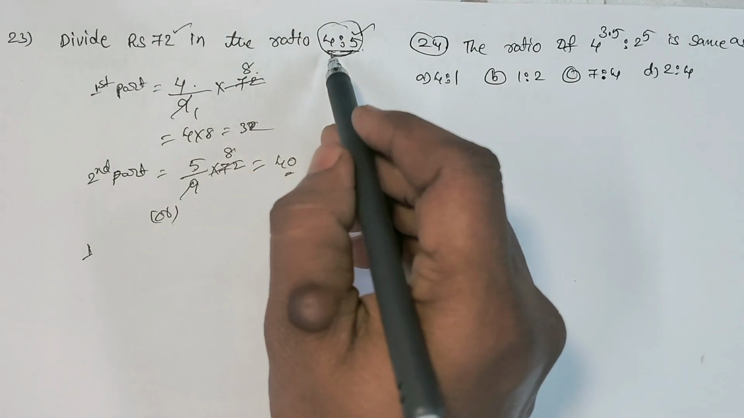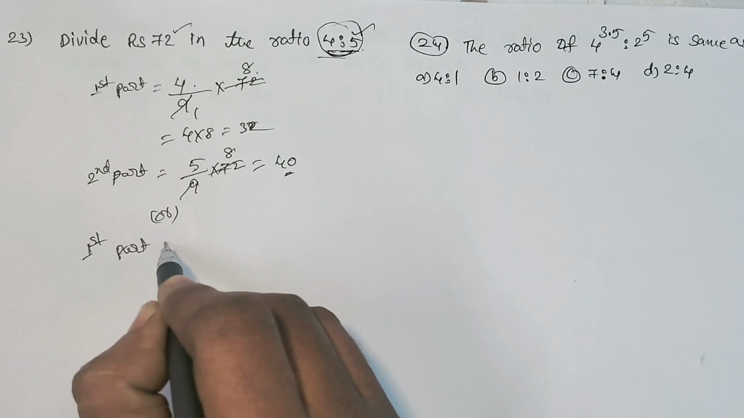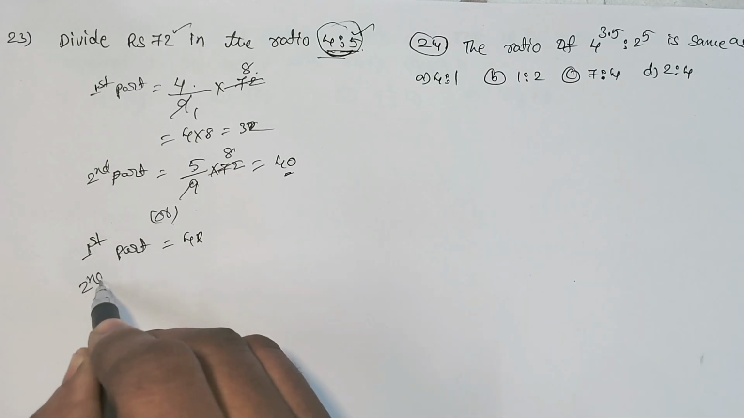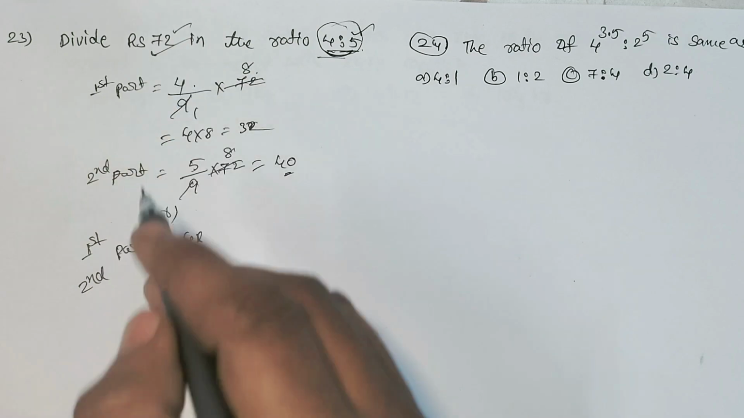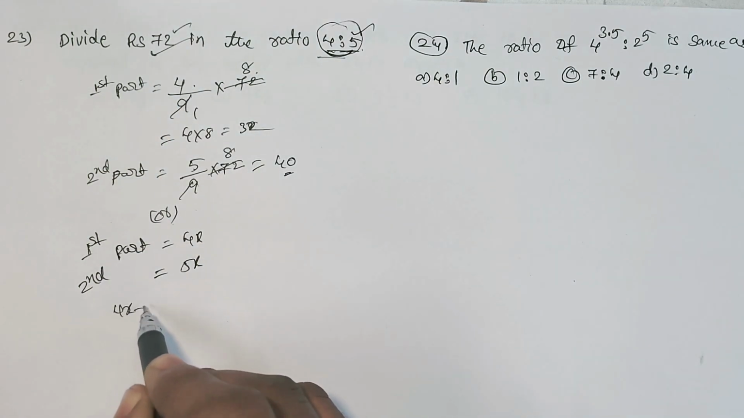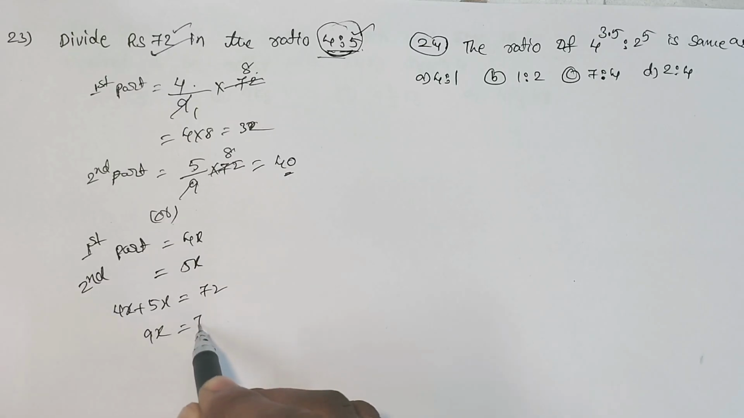So as the ratio between the two parts is given as 4:5, we can suppose the first part as 4x and the second part as 5x. Now what is the total amount? That is 72. Total amount means the first part plus the second part, that gives you 72. That is 9x is equal to 72.